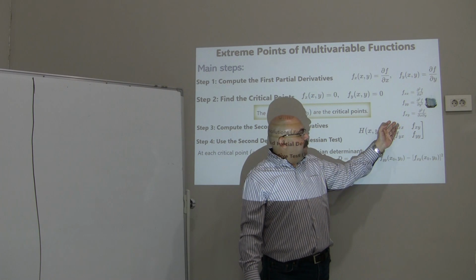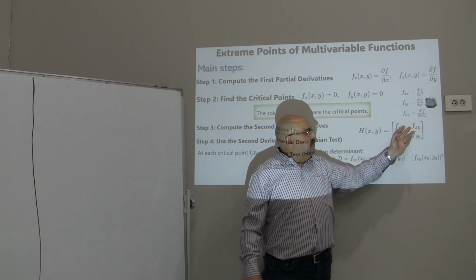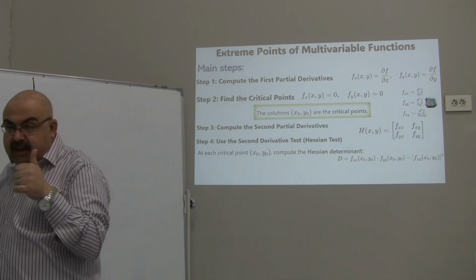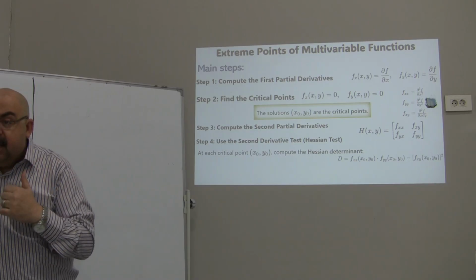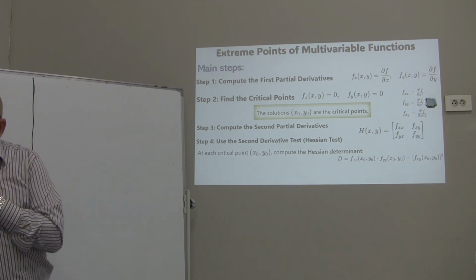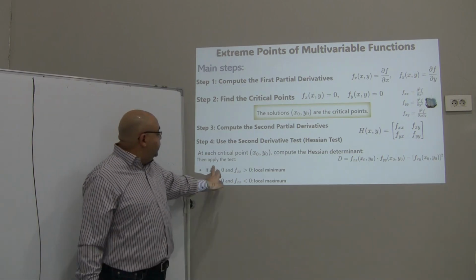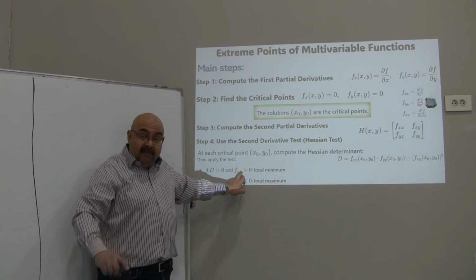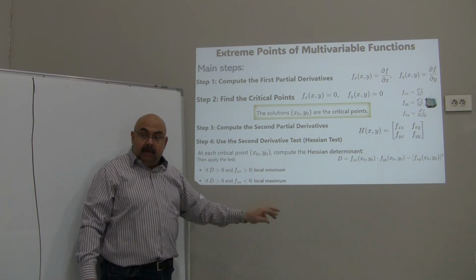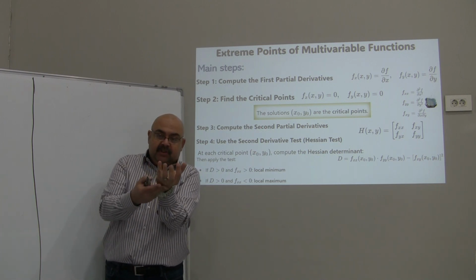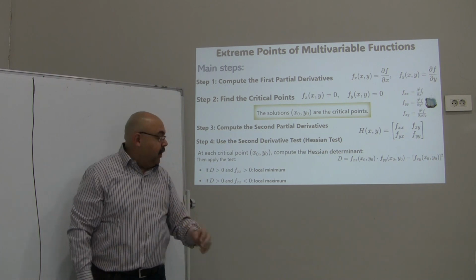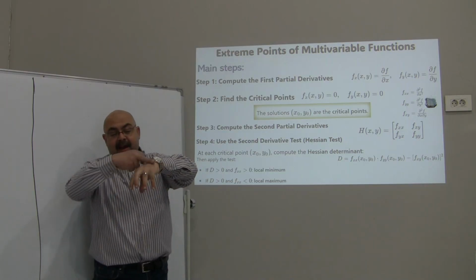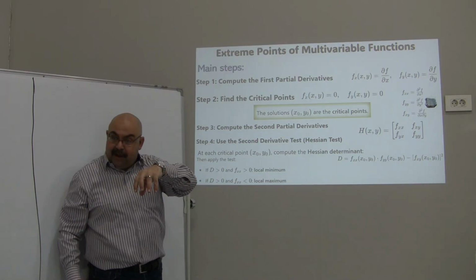So it's going to come up to f double x times f double y minus f xy to the power of 2. That's d. Based on the sign of d and the sign of f double x, I will identify the type of this problem. If d is greater than 0 and f double x is greater than 0, you will have a local minimum. Local minimum will happen when you have a strictly convex curve. If d is greater than 0 and f double x is less than 0, you will have a local maximum, and it's going to be a concave curve.